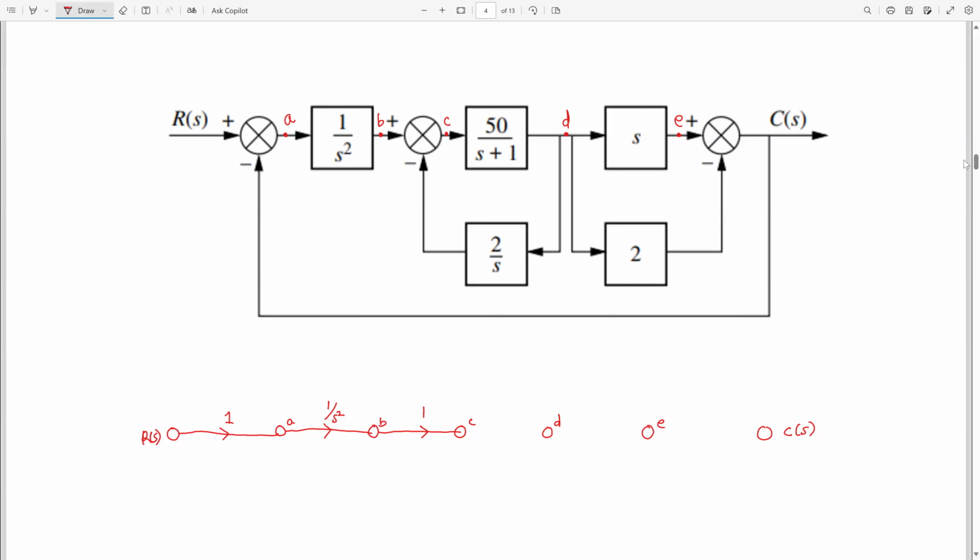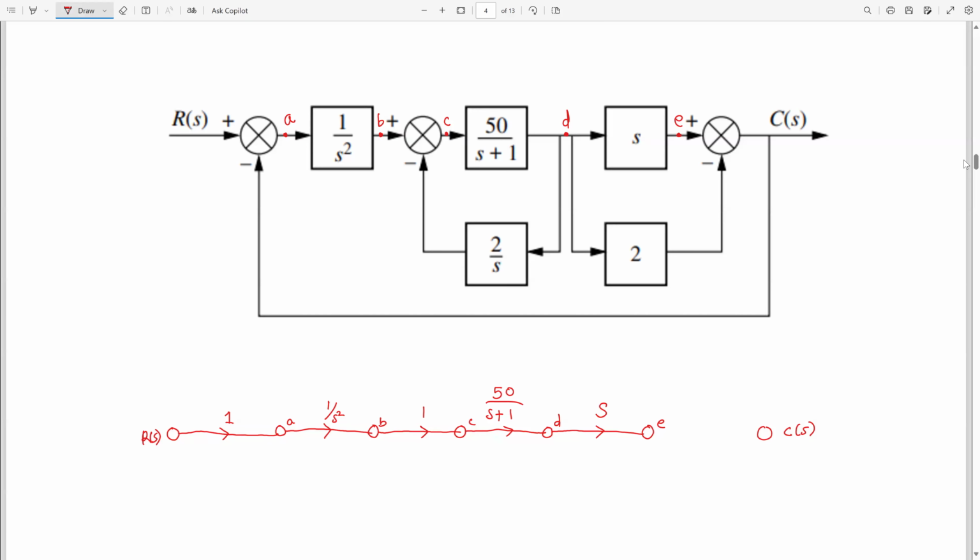So 1. Then from C to D lies a block of transfer function 50 over S plus 1. So I connect from C. Then the name of this branch right here is 50 over S plus 1. So from there, I move on to E. I connect the node D to node E. I show the direction of the signal. Then I name this branch after the transfer function of this block here, because it connects D and E.